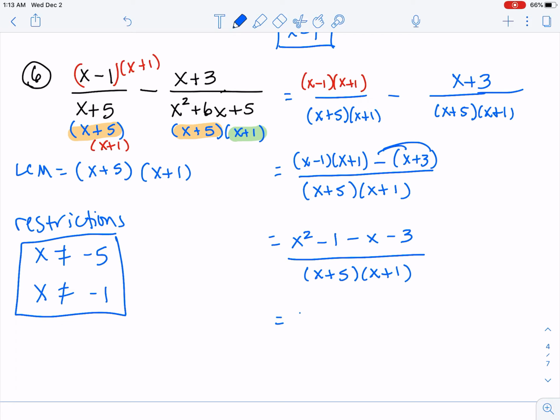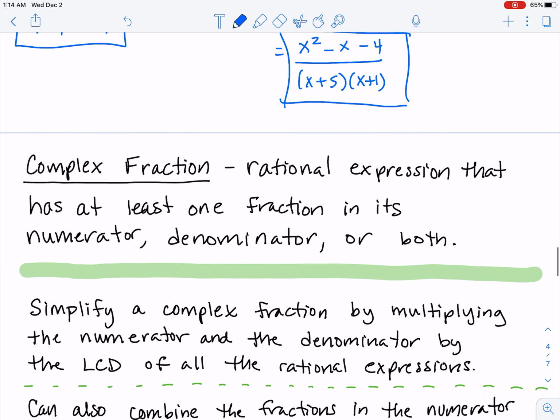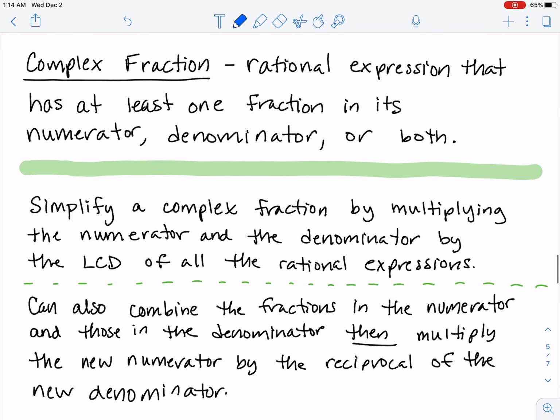All right, simplifying, I got (x squared minus x minus 4) all over (x plus 5)(x plus 1). So now I've got to look to see, can I factor the numerator? Answer is no. That is simplified. Okay. All right, now there's a little something called complex fractions.